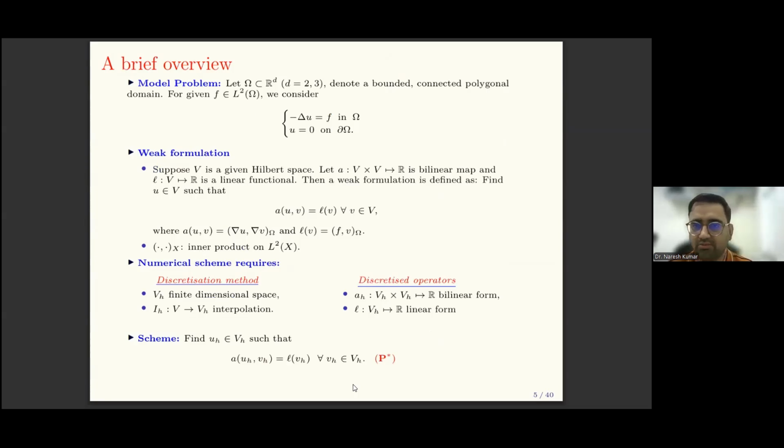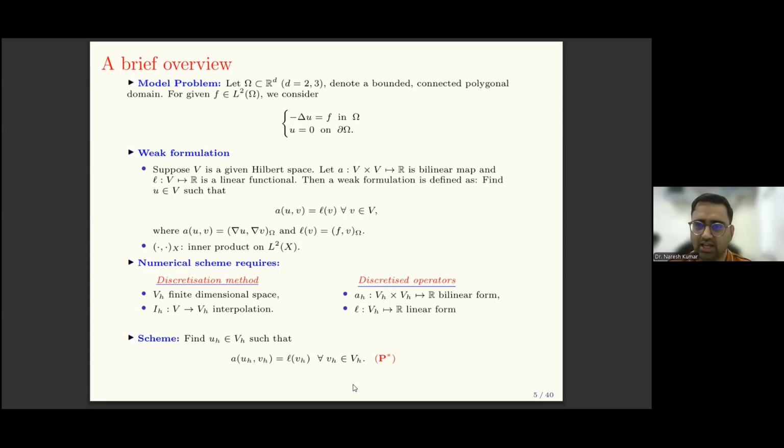Now I will give a brief overview of the simple model problems. This is the Poisson equation, minus Laplacian of u is equal to f, and we are taking just a homogeneous boundary. First, I hope you know about the weak formulations.